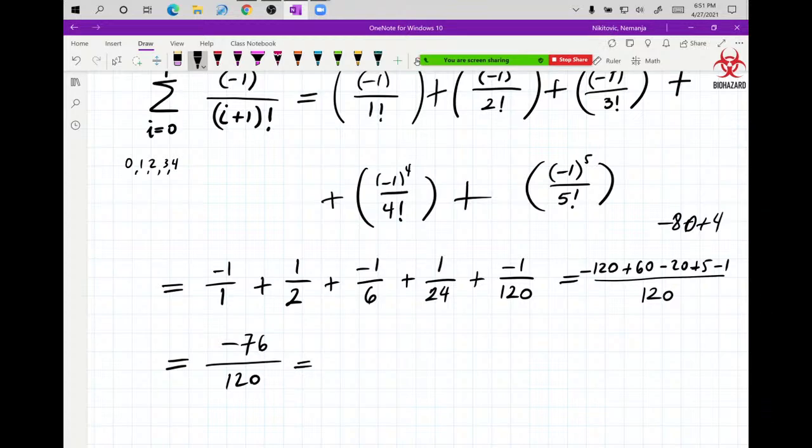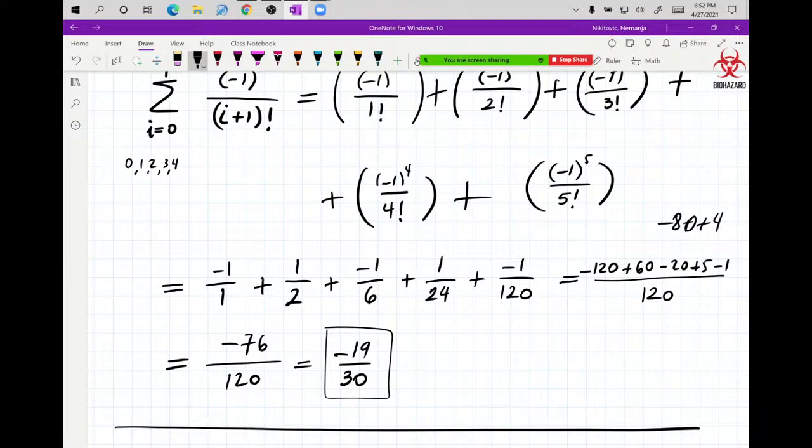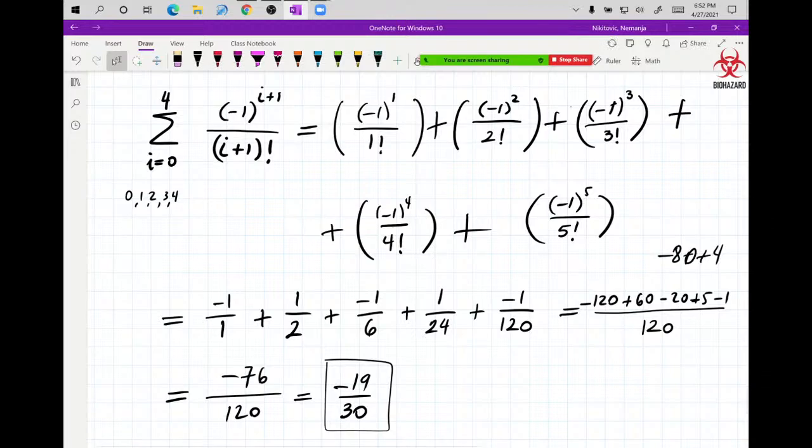Okay. And this is divisible by 4. So that's divisible by 4. It's negative 19 over 30. Negative 19 over 30. To add up those terms. Negative 19 over 30. And that takes care of the summation notation.